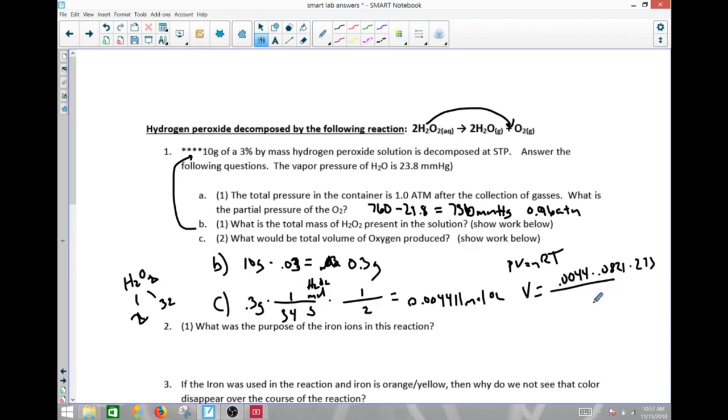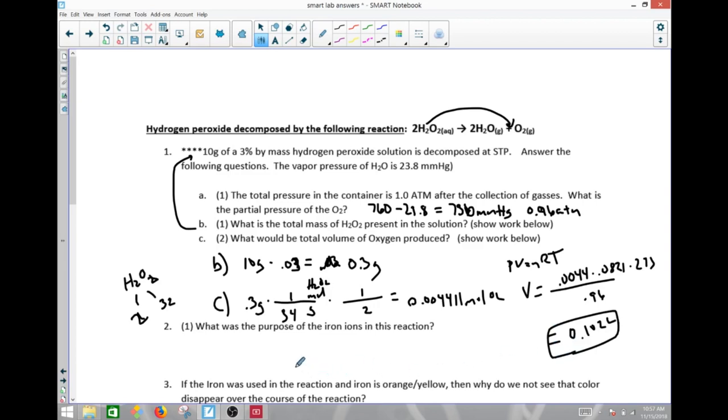And then this would be pressure 0.96. All right, calculate that. It won't be much different if you don't use the dry vapor pressure. 0.0044 times 0.0821 times 273 divided by 0.96 equals 0.102, okay, 0.102 liters, and that is my volume of just the oxygen gas.